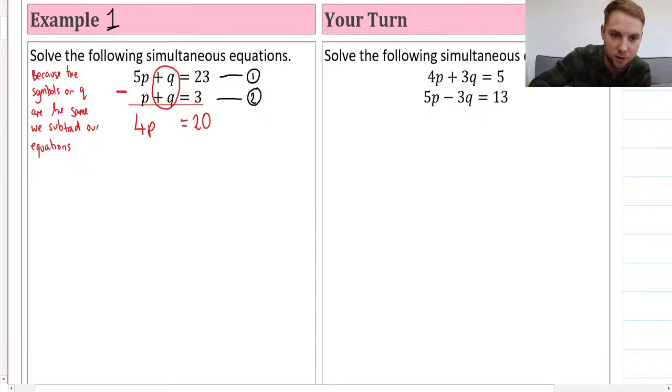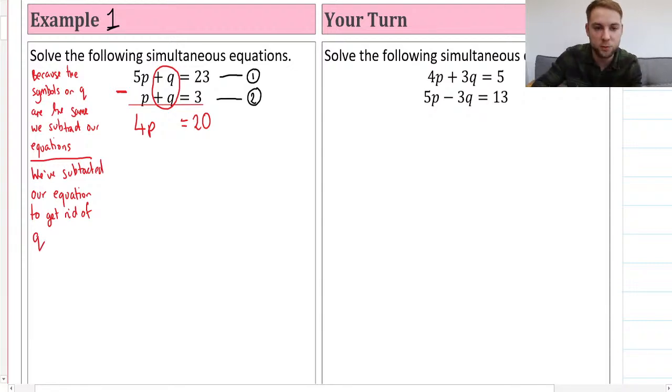And in fact, I'm going to write that down as well, because that's really important. We've subtracted our equations to get rid of Q. I'm going to put a line there so you can say these are our notes. We've subtracted our equations to get rid of Q.